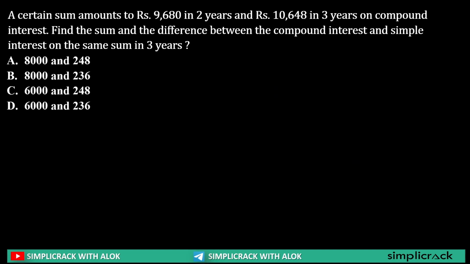A certain sum amounts to 9680 in 2 years, and 10,648 in 3 years, compounding in compound interest. Okay, that means what? So 9680 is getting 10,648 in 1 year, right? So what is the interest percentage?